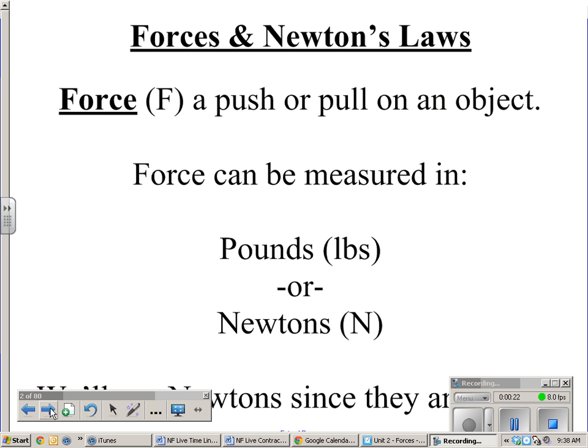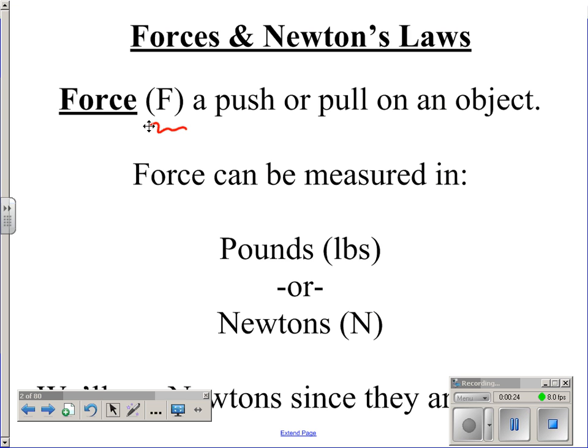So here we go. Force, symbol for force is a capital letter F. And as I think I've told you before, a force is just a measure of a push or a pull on an object. And because it is a measurement, we need units. We can measure force in either what are called pounds, I'm sure you've heard of pounds before, or newtons. All right, both of these things measure force. Newtons are our preferred one because they're metric. All right, but I want to make sure you understand that these measure force.